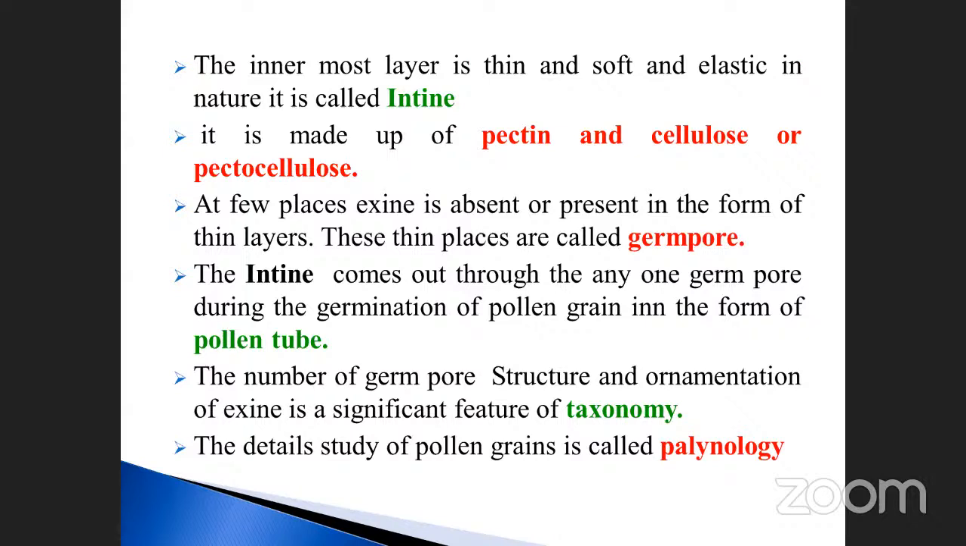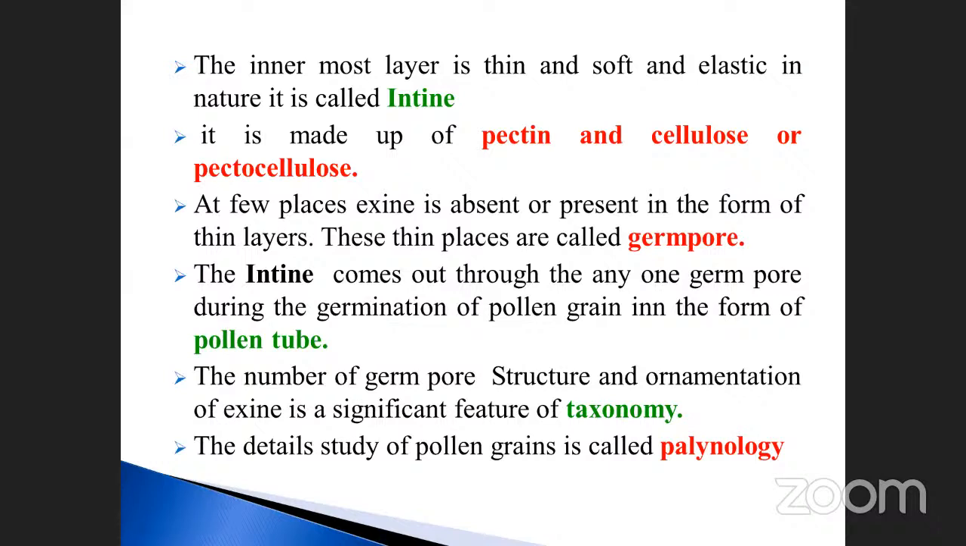The innermost layer is thin, soft and elastic in nature. It is called the intine. You already know about it. The innermost layer is thin in nature. It is made up of pectin and cellulose, or pectocellulose. This is also another question. It is a thin layer made up of pectin and cellulose, or pectocellulose.